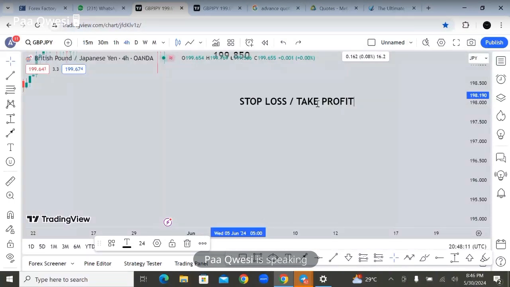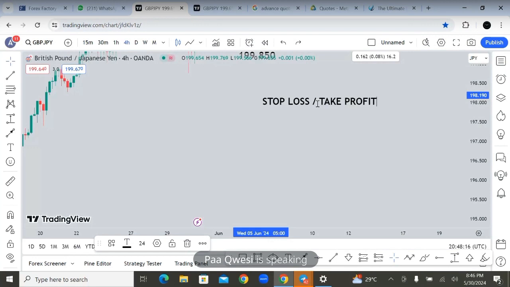And stop loss is the opposite of take profit. So in case the market is going against you, this is the price you are willing to risk in the market. That's very simple.